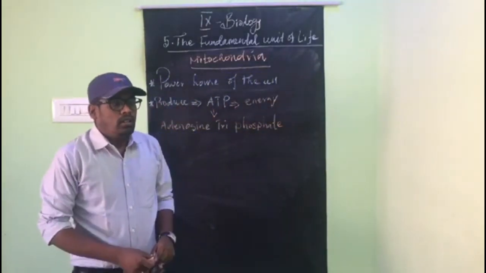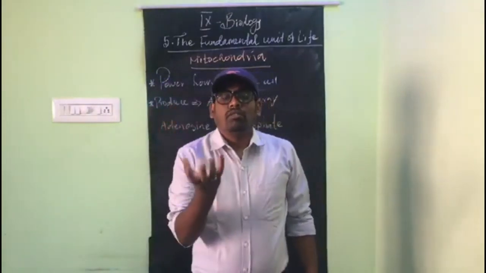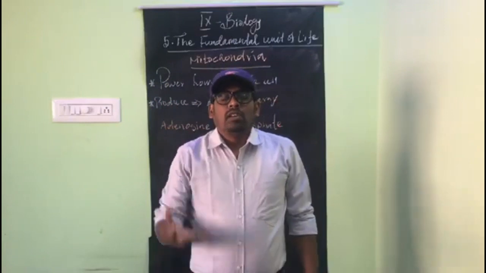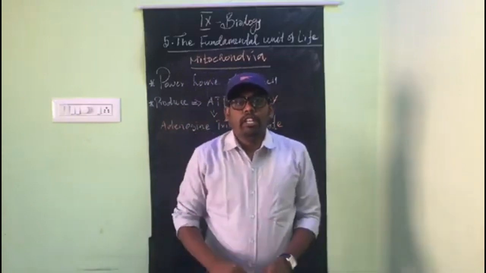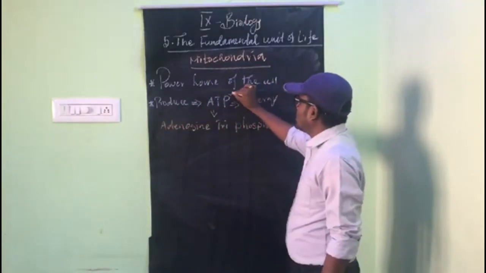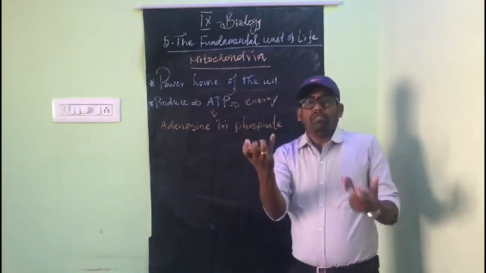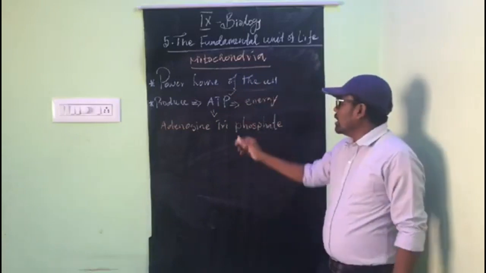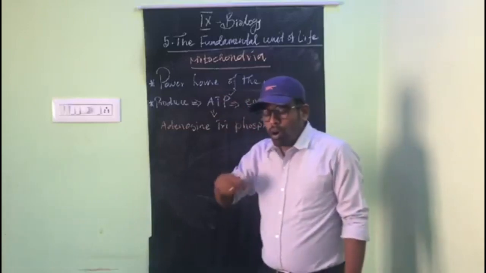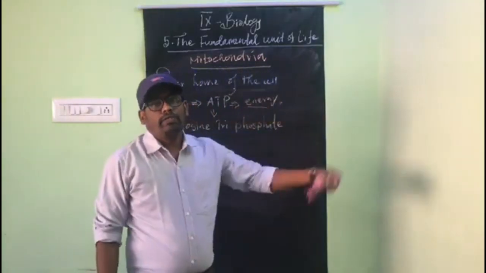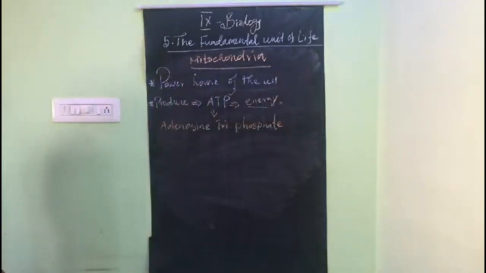For example, why should we eat? Because the food contains nutrients. When the nutrients are broken down, they produce energy. That energy is in the form of the chemical substance ATP. The ATP contains that energy. That ATP is broken down and gives energy. This energy is what our body cells use for their activities. So the mitochondria is called the powerhouse of the cell.